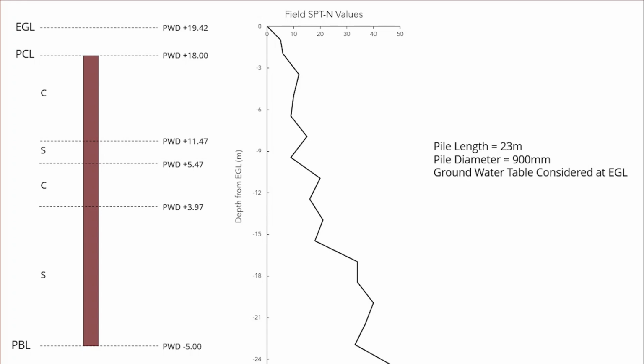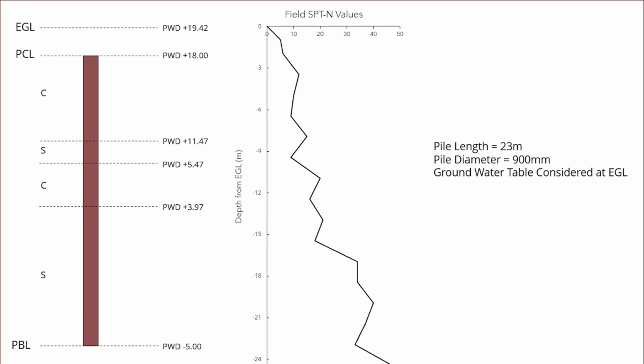The pile length is 23 meters, as I've already said. The pile diameter is 900 millimeters, and although the groundwater table is not at the EGL, we are considering the groundwater table at the EGL.